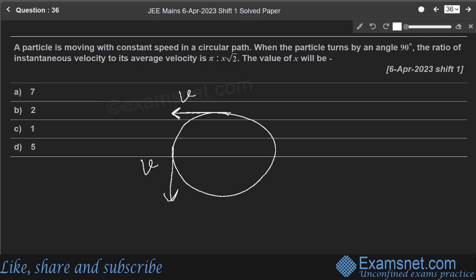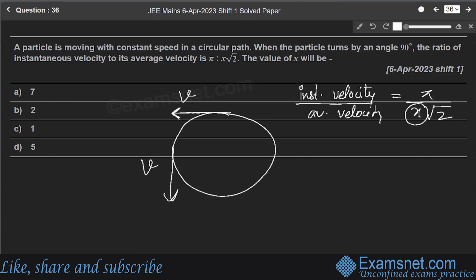The ratio of the instantaneous velocity to its average velocity is given as pi over x root 2. So we have to find this value of x. Okay. So let us say the radius of this circle is r. This is also r. So this r root 2 will be the displacement.